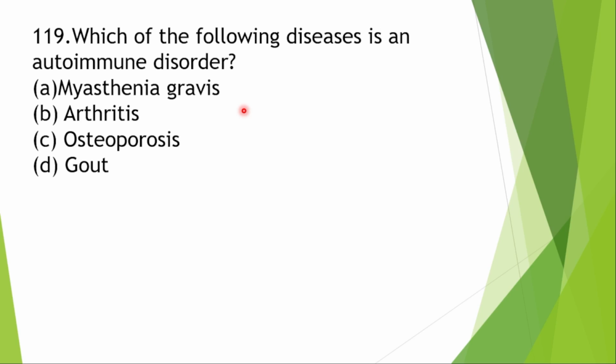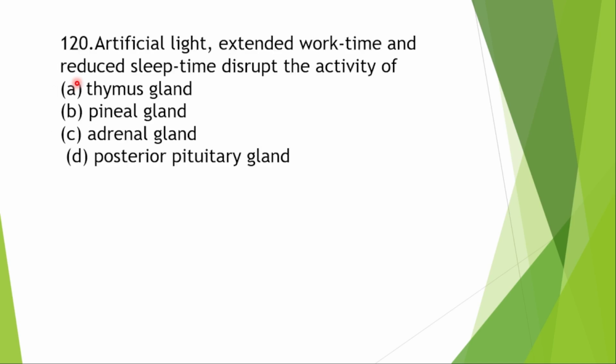119. Which of the following diseases is an autoimmune disorder? Myasthenia gravis, arthritis, osteoporosis, gout. So here the right option is option A itself. Next question, that is 120.